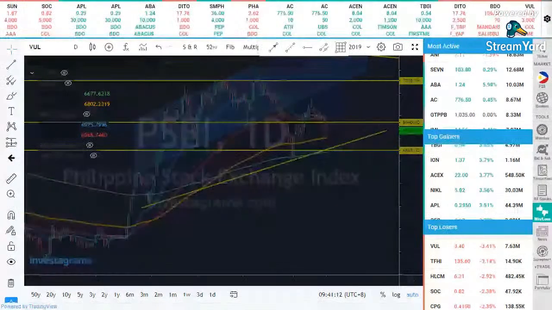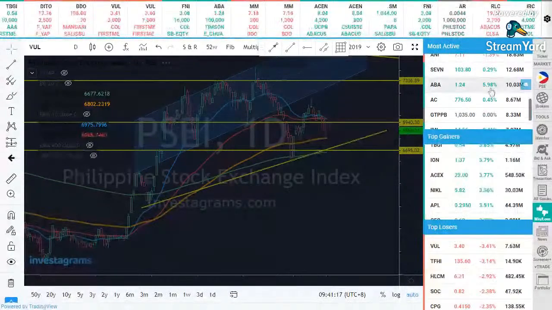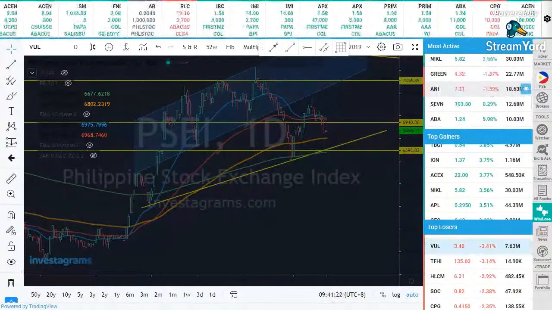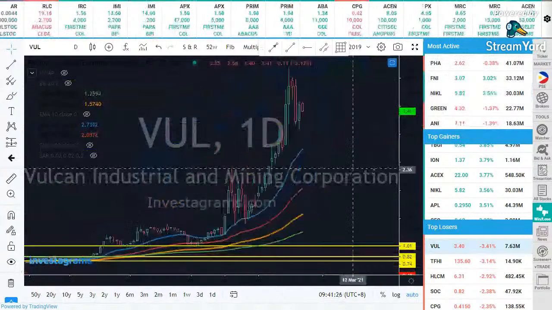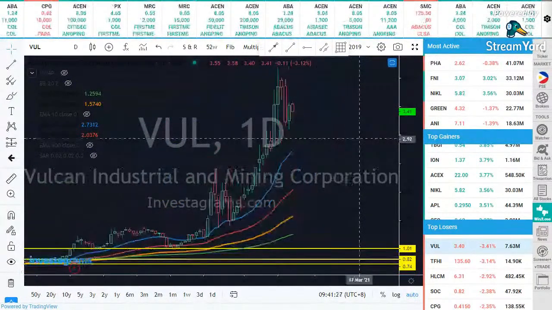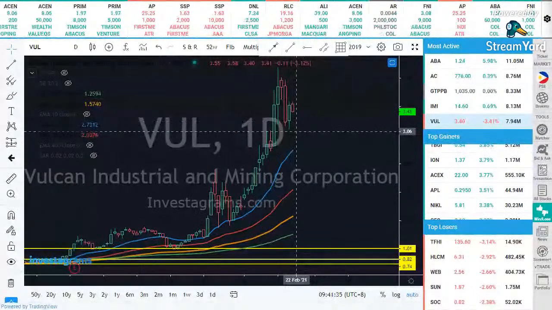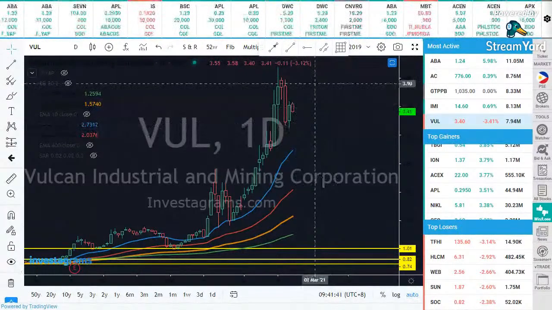So we need to watch always the support and resistance, it is very much important. See, this is the one we discussed now. But still there is time, because the trading time is up to 1 o'clock in the afternoon. But for me, this is not the right time to buy Vulcan.